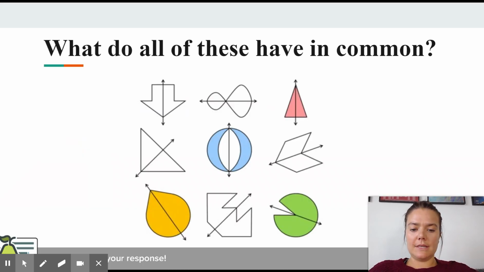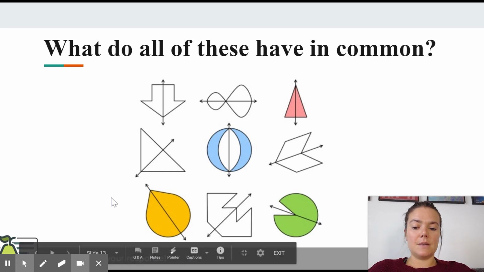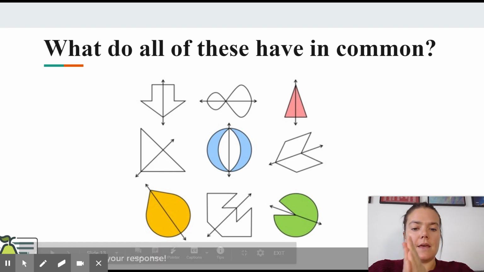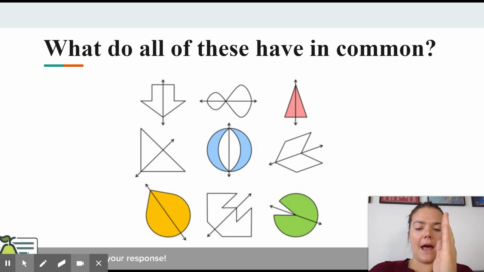So when we take a look at these images here, what do you see and what do you think that they all have in common? What you should notice is that this ties back to what we talked about in our previous lesson in the notes, is that they have a line of symmetry. Each of these have at least one line of symmetry, and symmetry meaning that if you cut it in half or put a line through it, that it matches on both sides of that line.